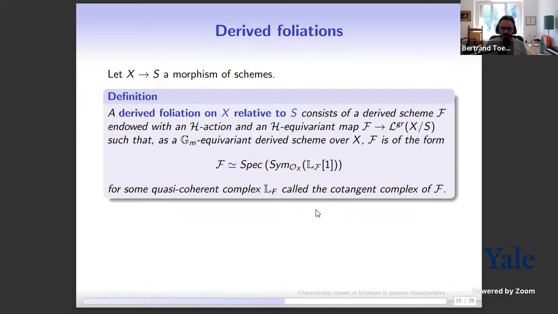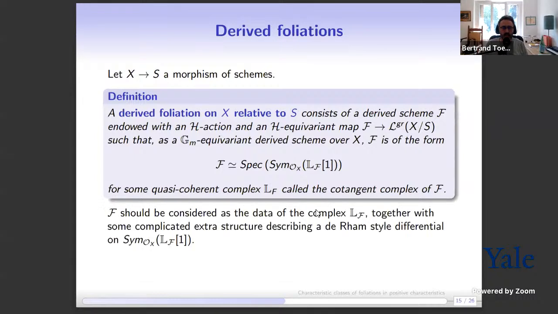So it's a little bit complicated as it seems, but naively, it does exactly what I was talking about at the beginning, in the sense that you really want to say that F is determined by the complex LF, because it's the spec. If you want, F is the total space of LF. It's the spec of its symmetric algebra. So you give LF, and then you give an action of H on the symmetric algebra of LF shifted by 1. And the map from F to the graded loop space over X is the compatibility with the already existing de Rham differential on X.